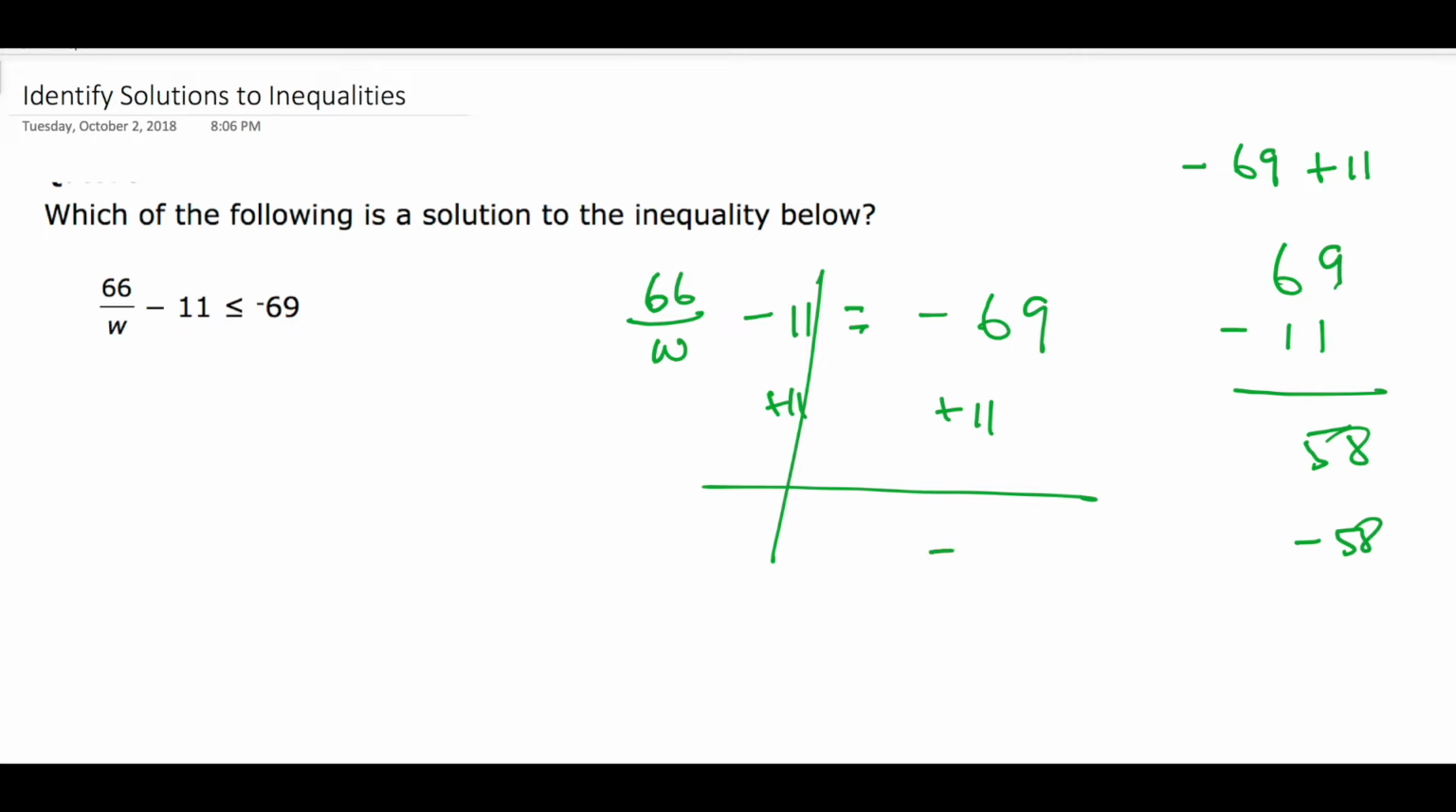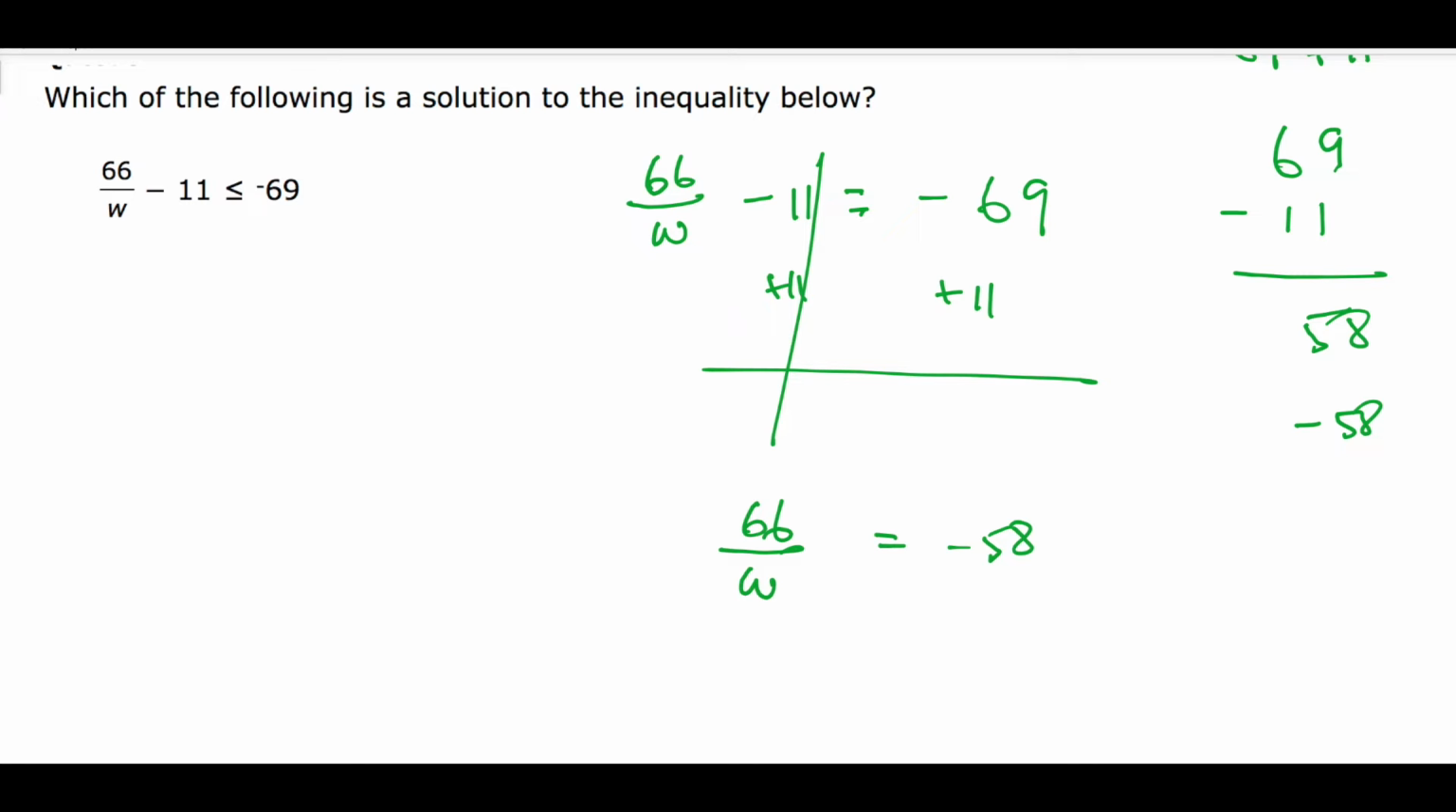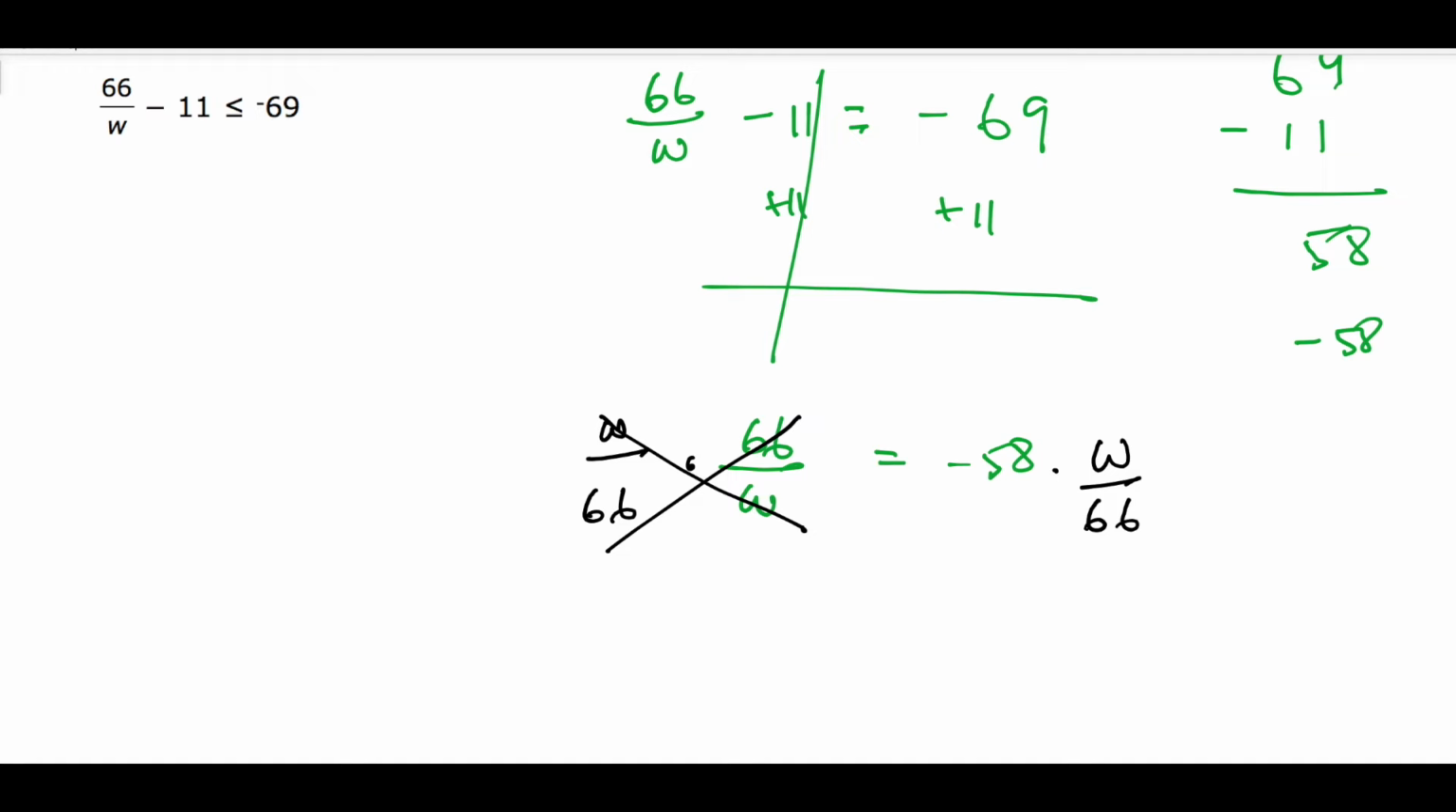So then you have negative 58 equals 66 over W. Now what? Now I would multiply by W over 66 and cancel it out. We could do that. Like if you did W over 66, and then over here you did W over 66, right? This completely wipes, and so what do you end up with on the left? Nothing. No, actually. Oh wait, you end with W.